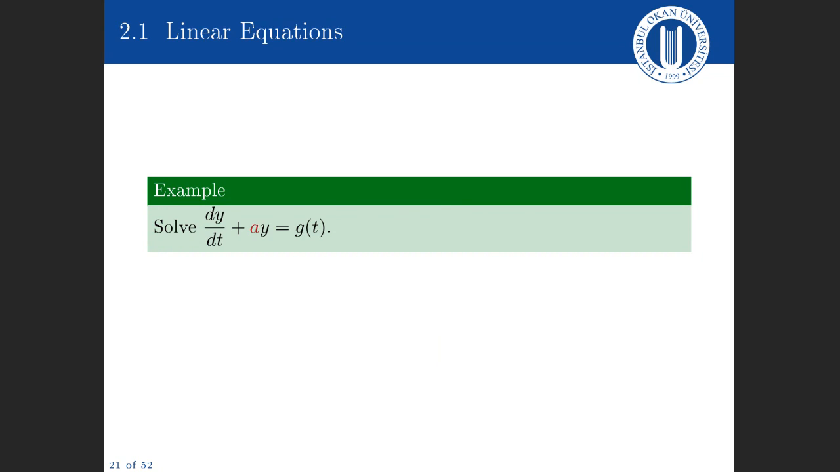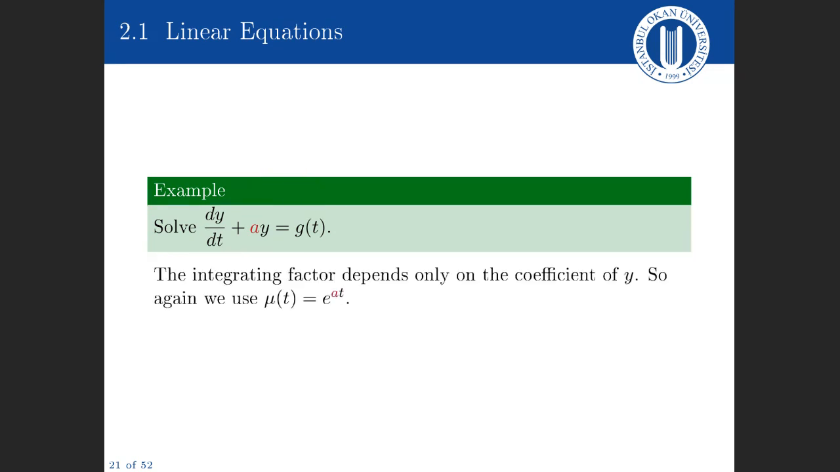Let's make this a little bit harder. Now let's suppose instead of a number b, we have some function g of t. And as before, we're keeping a here. The integrating factor that we use only depends on the coefficient of y. It doesn't depend on g t, it only depends on what we have in front of the y. So again, we want to use the integrating factor e to the power at.